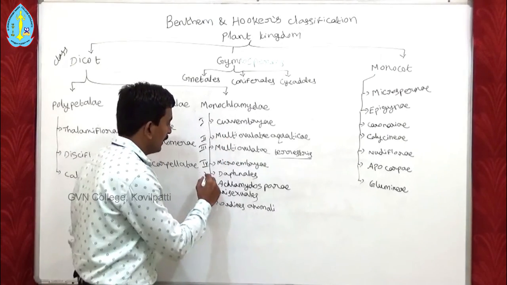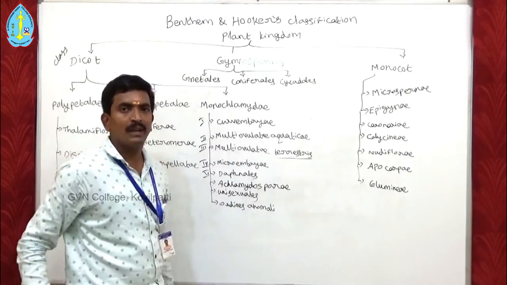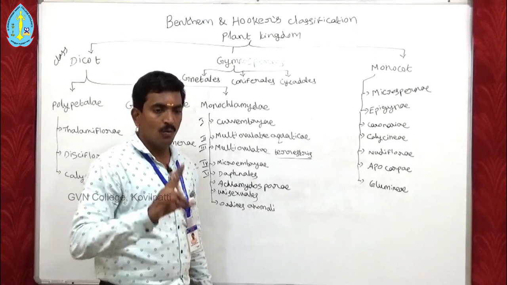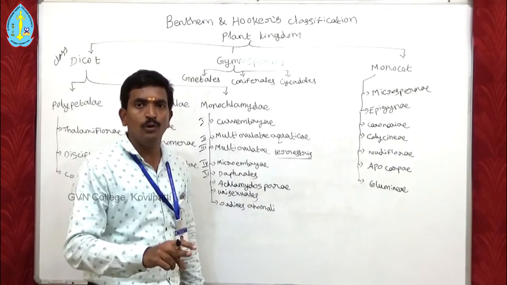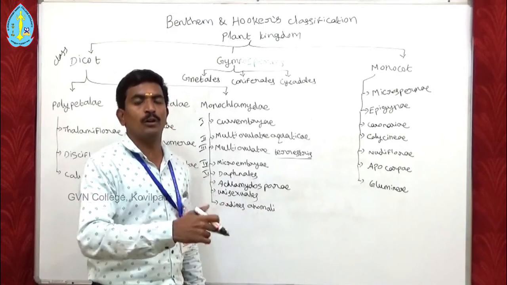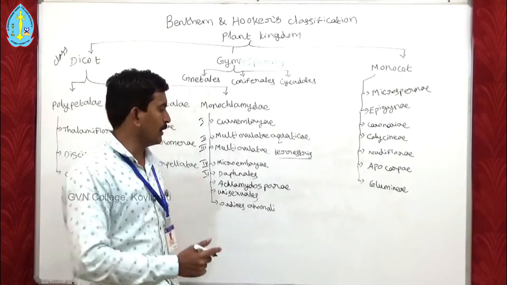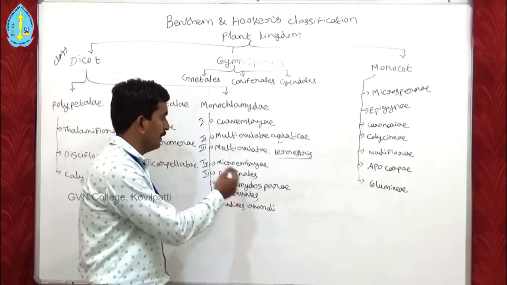And the fifth series is Daphnales. Daphnales means one carpel contains only one ovule. That ovule is a superior one. The superior ovule, with only one carpel present, comes under the series Daphnales.